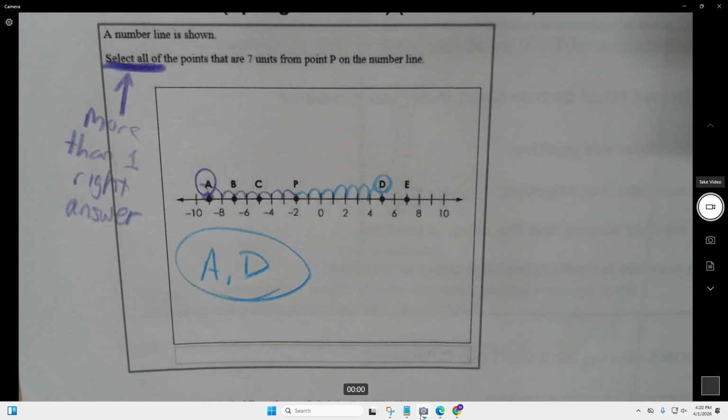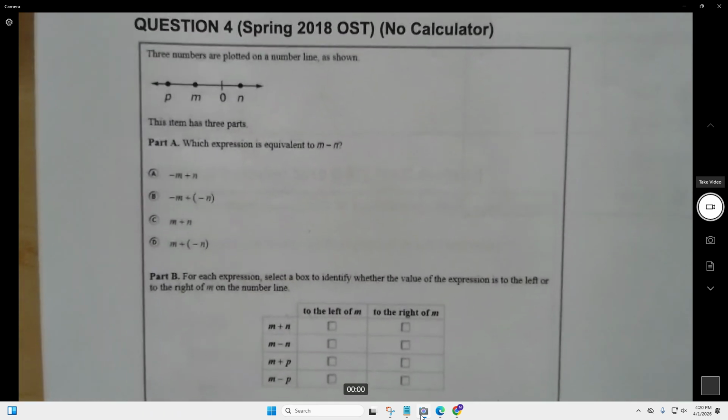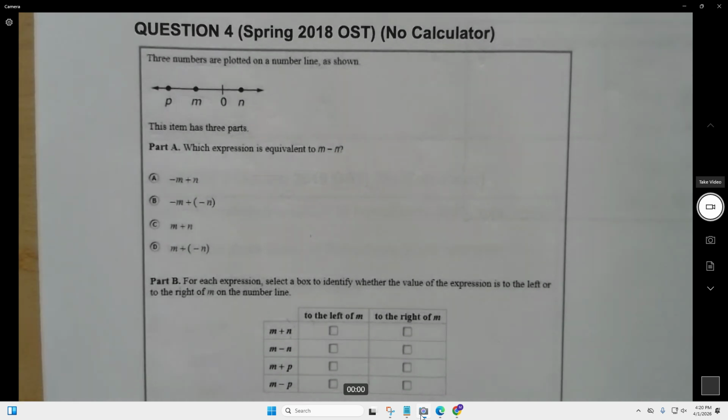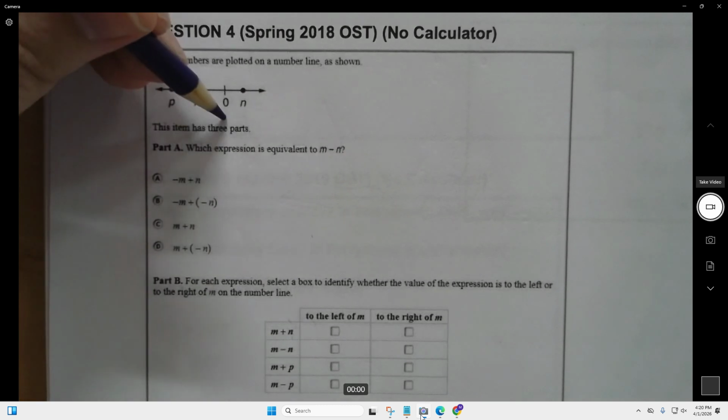All right. Question 4. Spring 2018, no calculator. 3 numbers are plotted on a number line as shown. P, M, and N. Theoretically, these are 4 numbers because of 0. But anyway.